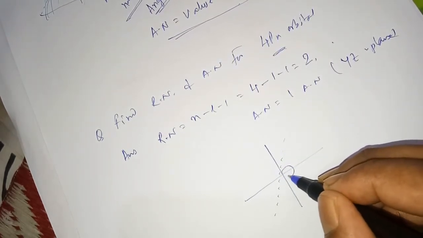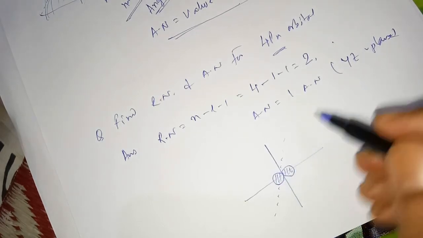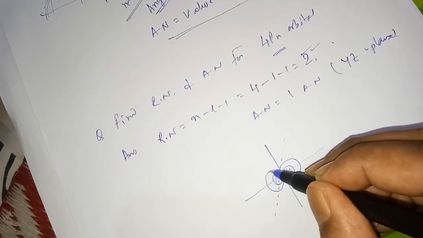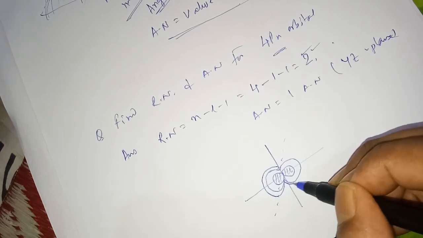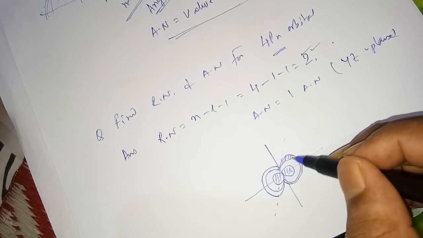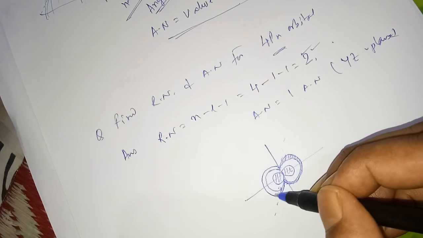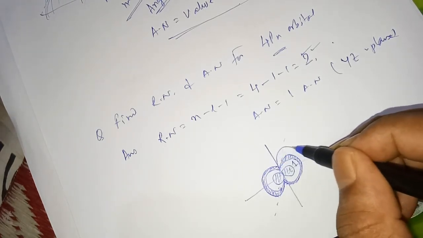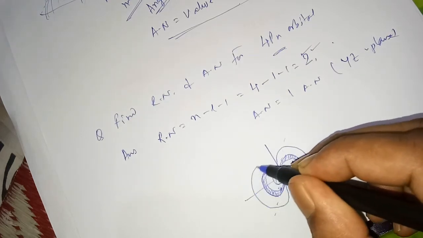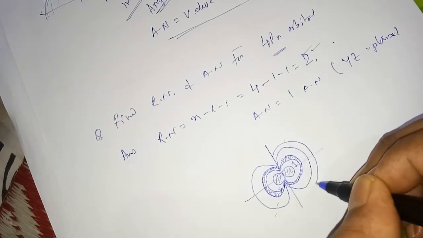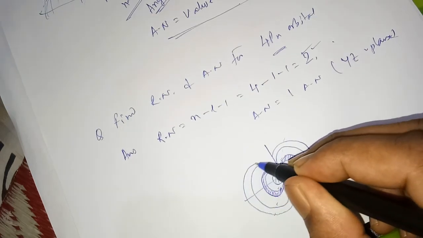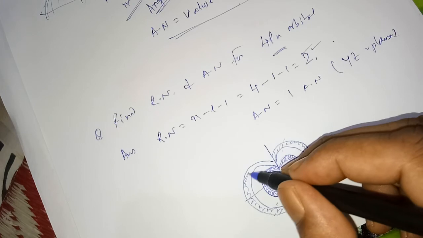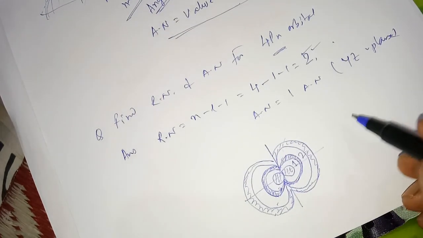This is 4px. We have to show 2 radial nodes. This is your one radial node, another radial node we have to show. This is your other radial node. Okay, these are the 2 radial nodes for 4px.